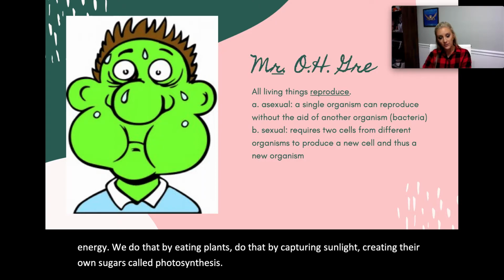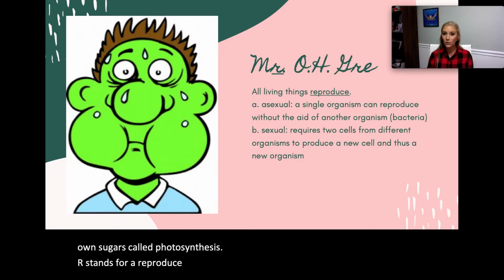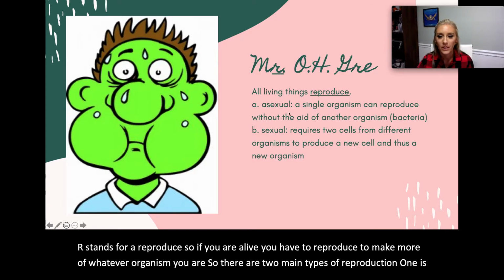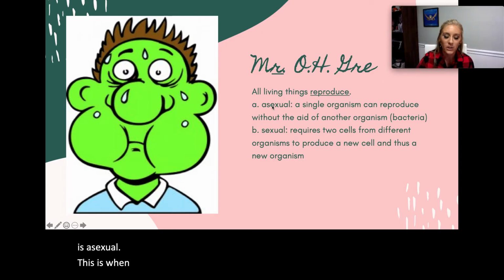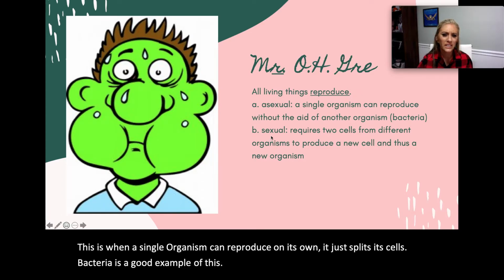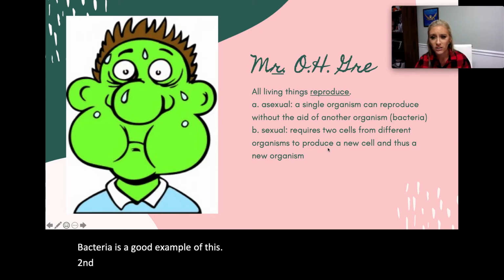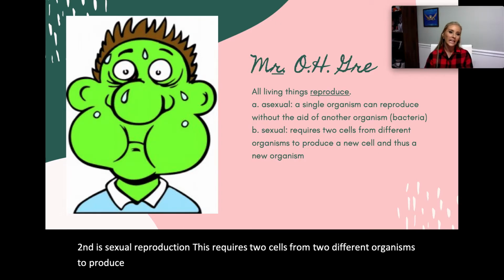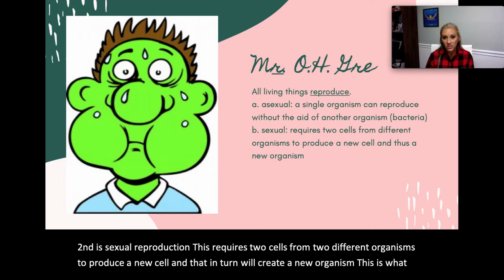The R stands for reproduce. So if you are alive, you have to reproduce to make more of whatever organism you are. So there are 2 main types of reproduction. One is asexual. This is when a single organism can reproduce on its own. It just splits its cells. Bacteria is a good example of this. Second is sexual reproduction. This requires 2 cells from 2 different organisms to produce a new cell, and that in turn will create a new organism. This is what humans and other animals tend to do.